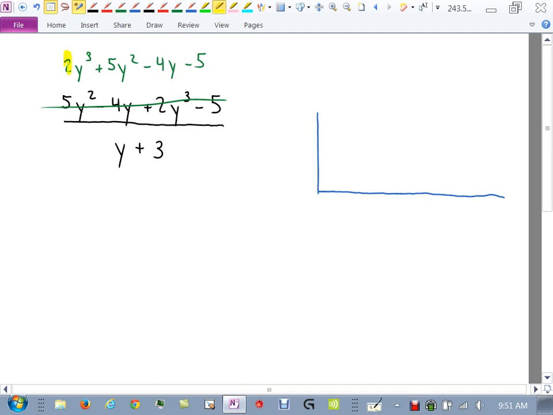Then my coefficients are 2, 5, negative 4, negative 5. So I'm going to go ahead and put those in the box that way. Y'all see if you do it the other way, it's going to be completely wrong, right? You have to have that in descending order. So 2, 5, negative 4, negative 5. Now what? Put something on the outside. What do we put on the outside? Negative 3. Negative 3, because it was a positive 3. I change the sign.